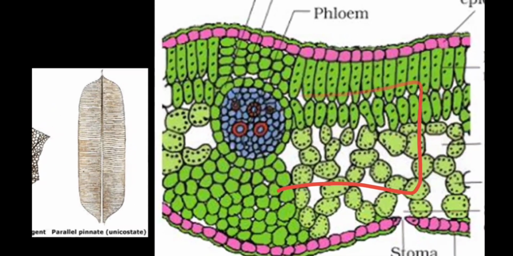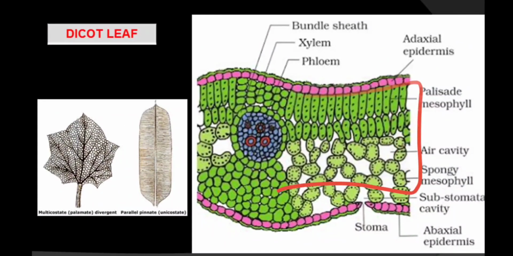Now, if you see the vascular bundle, you will see the vascular bundles are surrounded by a sheath which is known as the bundle sheath. So this sheath surrounding the vascular bundle is known as the bundle sheath cell. Inside the bundle sheath there are xylem and phloem. The vascular bundles here are conjoint, collateral and closed.